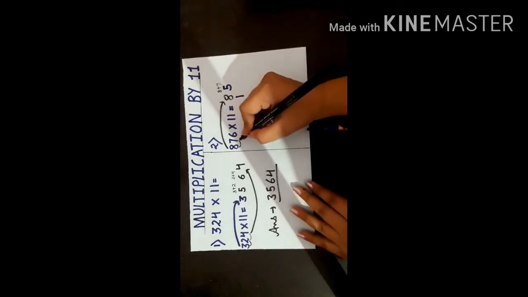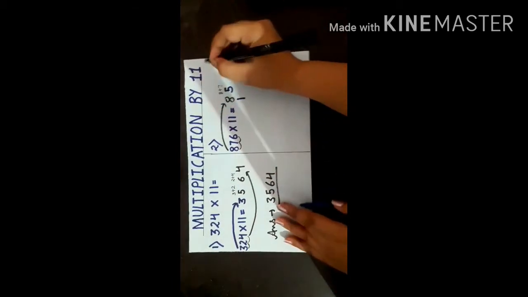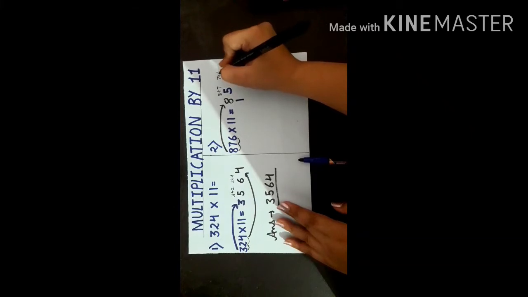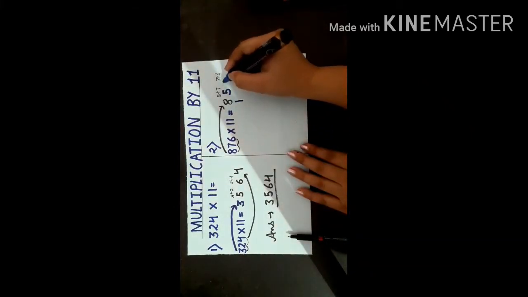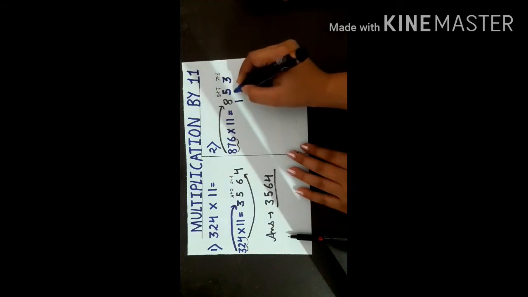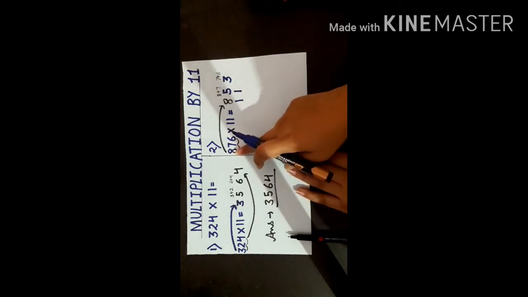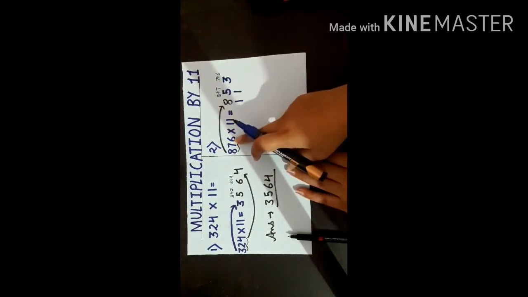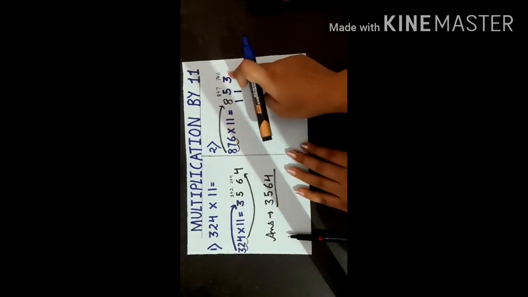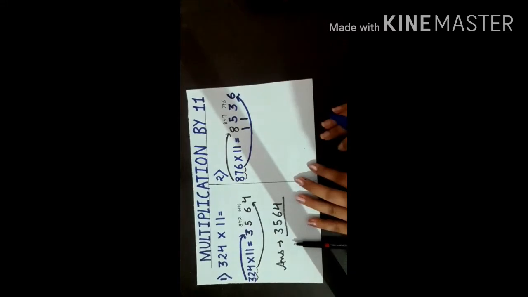Now add the next two digits, 7 and 6. Now what is 7 and 6? 7 plus 6 is 13. 3 you will write here and 1 will go carry to the left hand side. See, 8 plus 7 is 15. 5 here, 1 carry. 7 plus 6 is 13. 3 here, 1 carry. And then 6 in the last place.